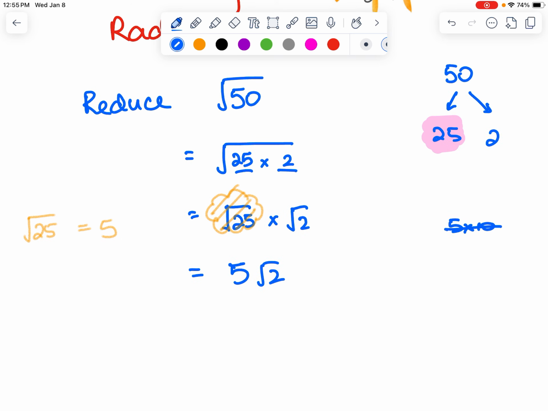What if I had a number in front? If I had a number in front, like a 3, that 3 would just carry through. It would be 3 times this. And then our final answer would be 15 root 2.